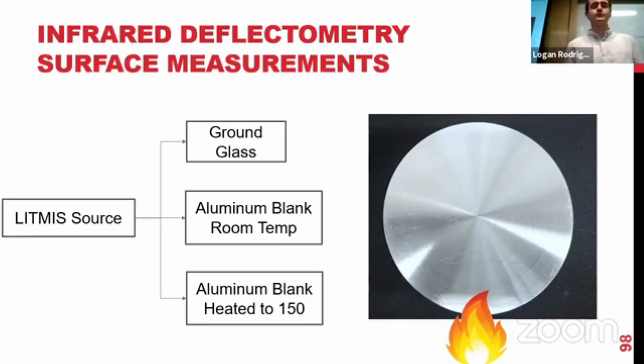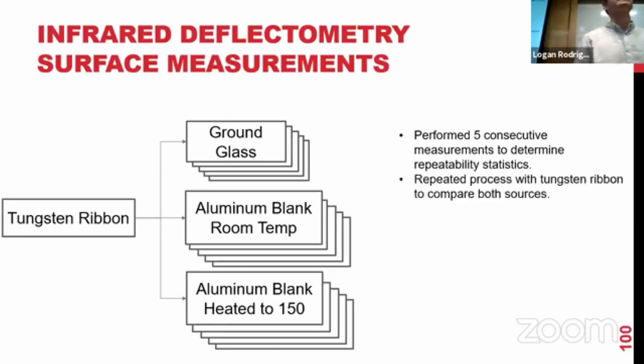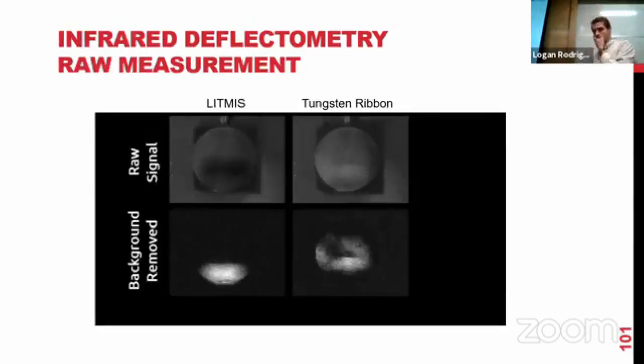The litmus source, because we can only flicker it at 1 hertz, what we instead did is we said, okay, scan, take a picture with the source on, take a picture with the source off, subtract the two. So we're doing an updating background subtraction. Finally, to calculate the statistics across this, we performed 5 consecutive measurements of each optic, and we did this using each source. So what does the raw data look like?